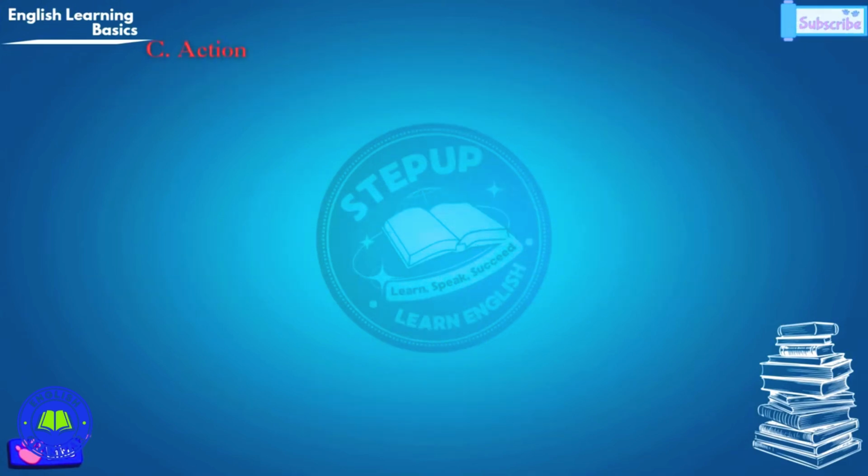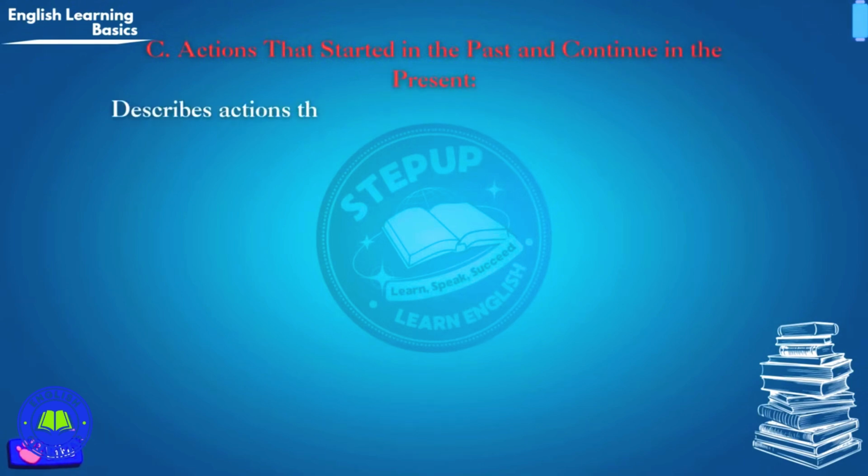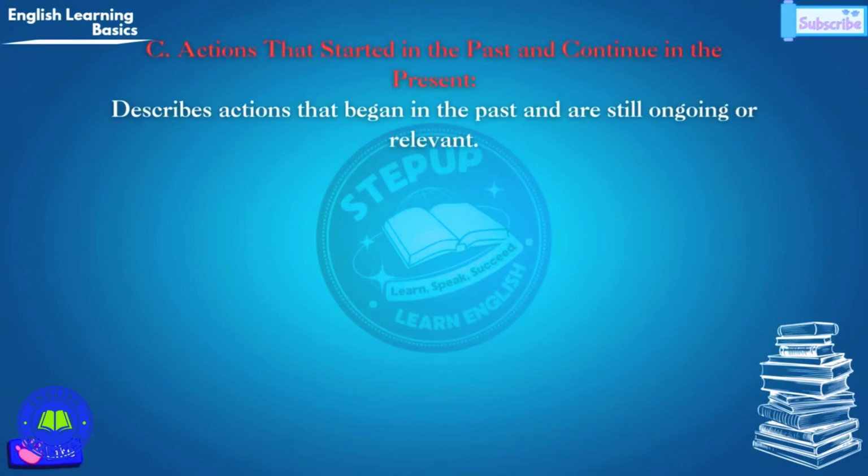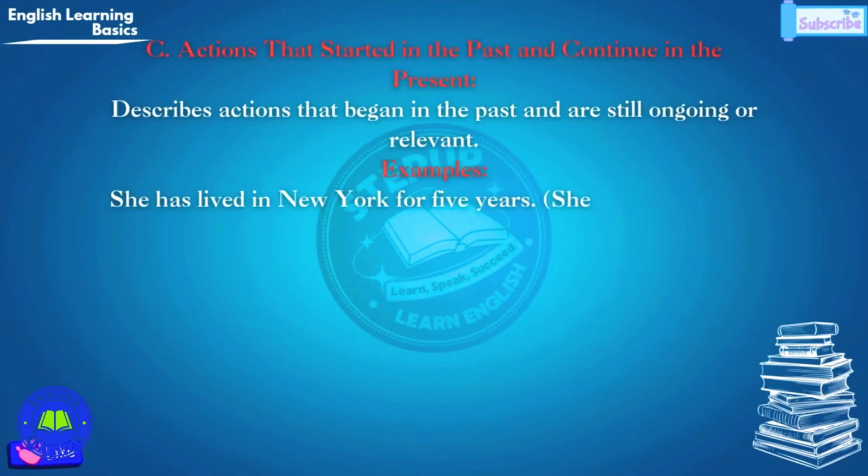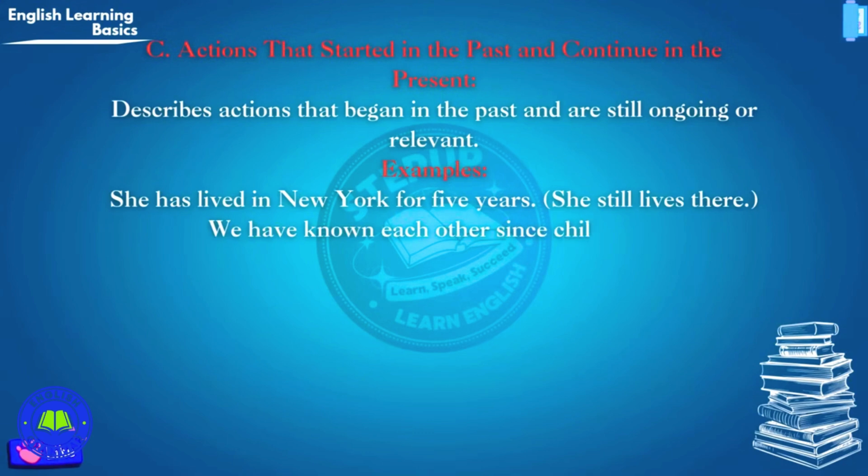C. Actions that started in the past and continue in the present. Describes actions that began in the past and are still ongoing or relevant. Examples: She has lived in New York for 5 years. She still lives there. We have known each other since childhood. He has worked here for a long time.